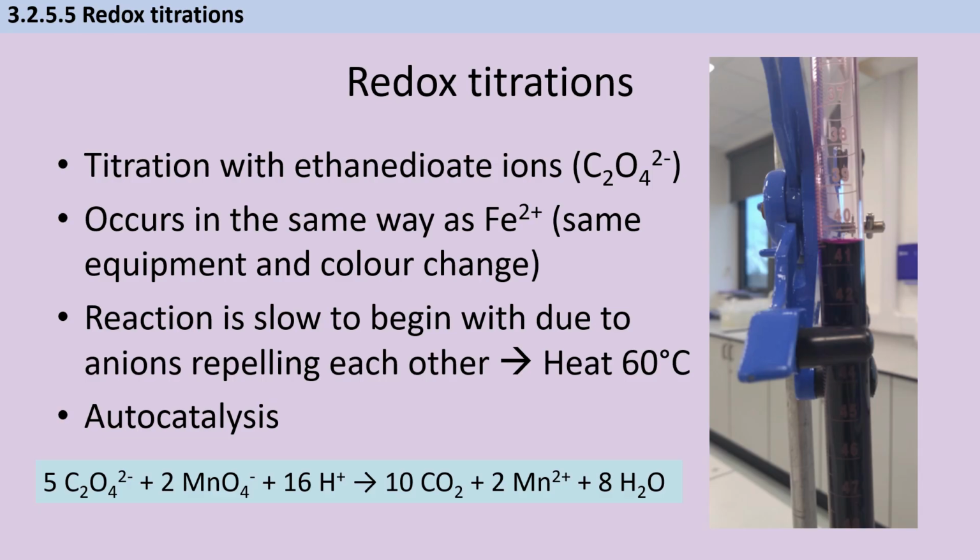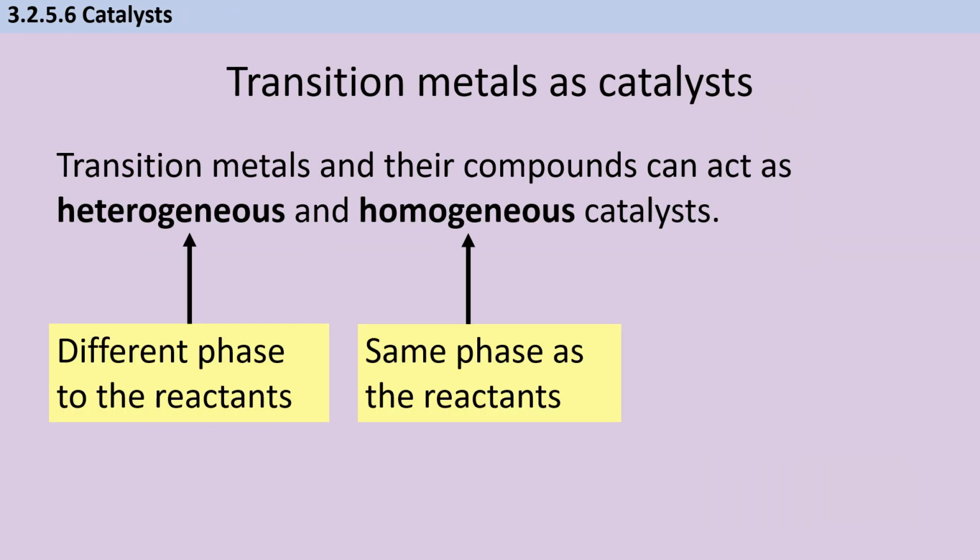But one thing you should note with this reaction is that because both the manganate ions and the ethanedioate ions are negatively charged, they will repel each other, and therefore the reaction is slow to begin with, and so it has to be heated to about 60 degrees. But once it gets going, this is an autocatalytic reaction, and therefore it speeds up on its own.